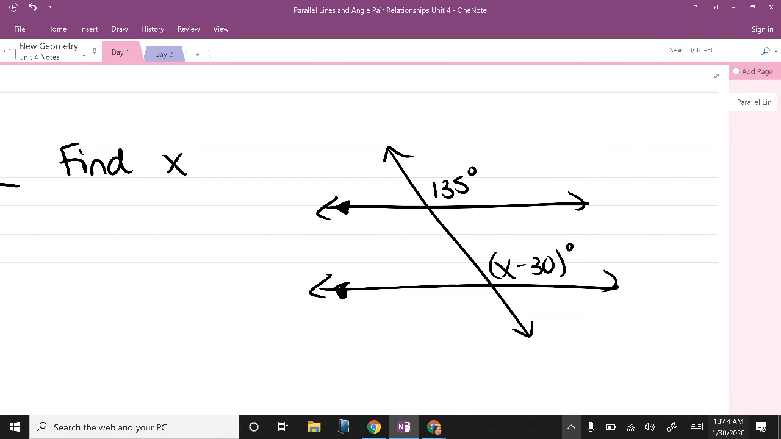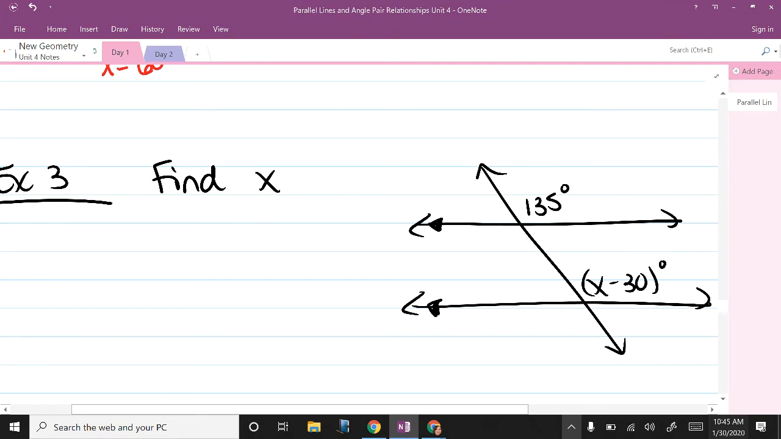Is there a relationship that exists between these two angles? Yes. What is that relationship? They're corresponding angles. And what have we learned about corresponding angles? They are congruent. So how can I set up to solve for x? x minus 30 is equal to 135. Yep, just set them equal to each other. Very good. Any questions about why I can set them equal to each other? They are corresponding angles, so they're congruent. So we can set their measures equal to each other.